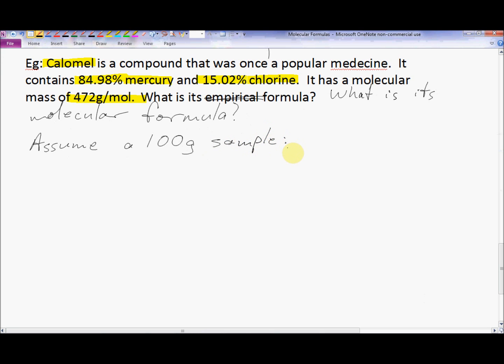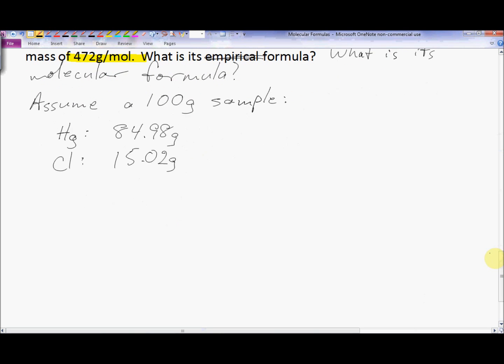So for a 100 gram sample, for the mercury, we're going to have 84.98 grams of that element. For chlorine, we're going to have 15.02 grams of that material. So we can go ahead and calculate its empirical formula using those bits of data. Mercury, in that 100 grams, how many moles do we have? The number of moles of Hg is equal to 84.98 grams divided by the molar mass, which we look up from the periodic table, of mercury, 200.59 grams per mole.